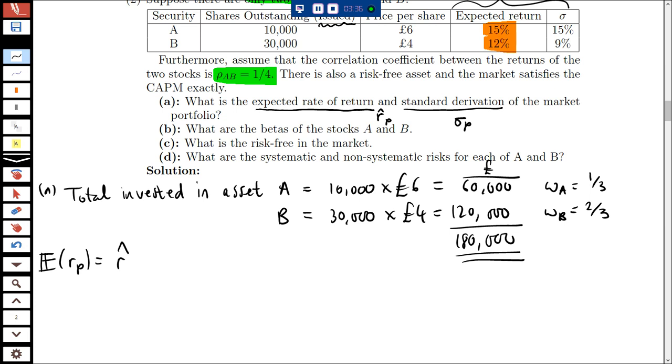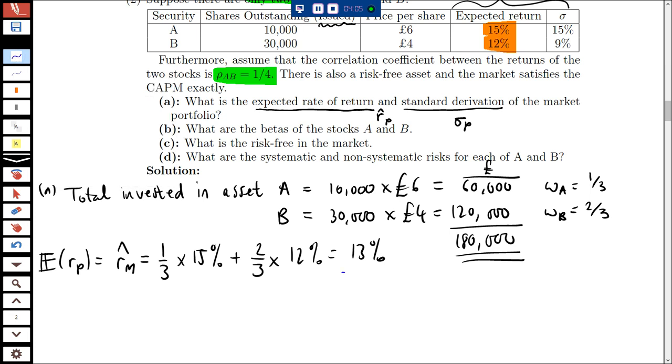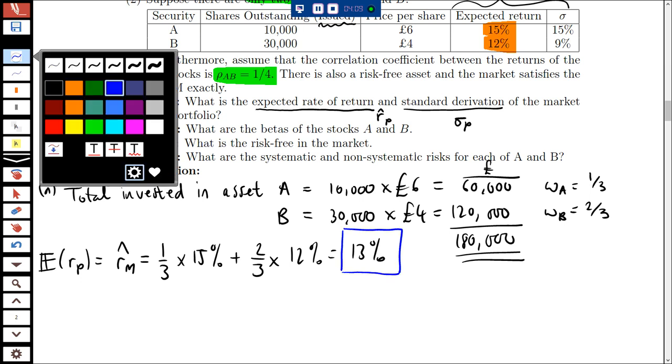Well, it's the market portfolio, so maybe we should call it subscript M. So we have 1/3 invested in stock A, which has expected return of 15%, and 2/3 in B, expected return 12%. Add those up, it's the weighted average, and we get 13%. Okay, let's box that up so we can find these numbers quite easily later.